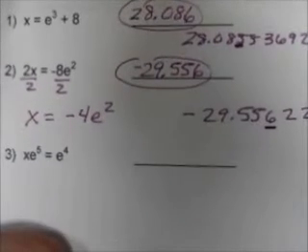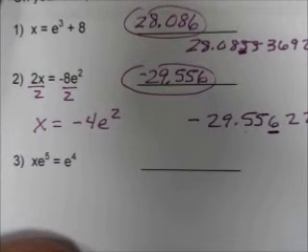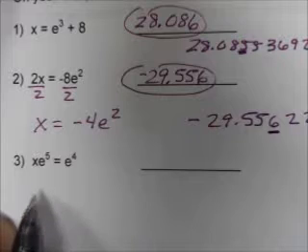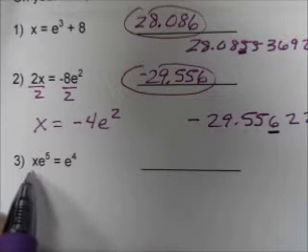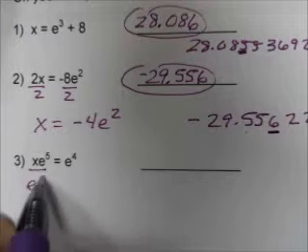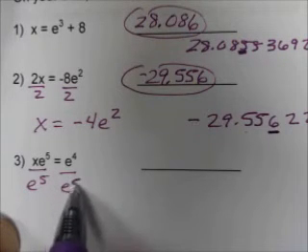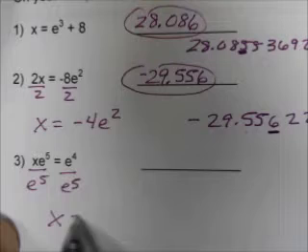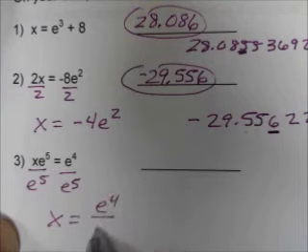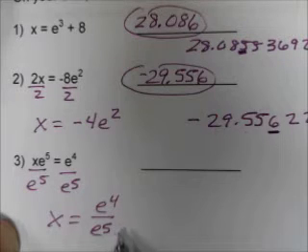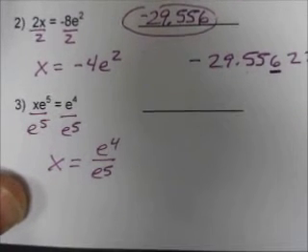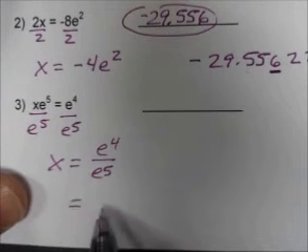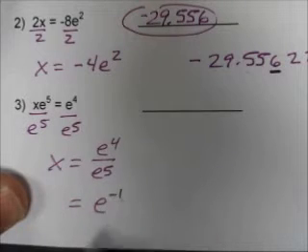And the third one. We want to solve for x to the nearest thousandth. Get x by itself. Divide both sides by e to the 5th. We have x equals e to the 4th divided by e to the 5th. We could key it into the calculator like that, or we could use our rules for exponents, and this would equal e to the negative 1, or 1 over e.